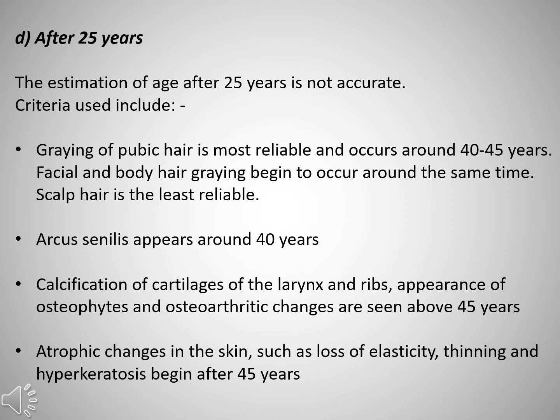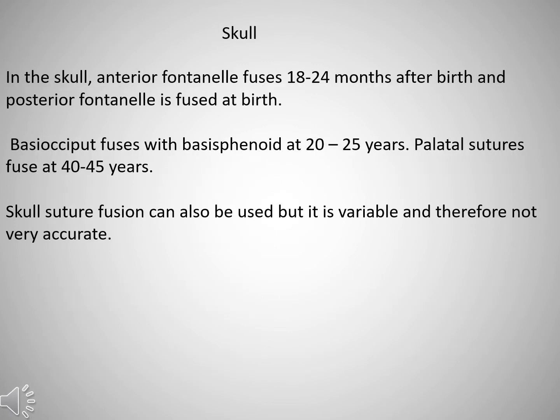Calcification of cartilages of the larynx and ribs, appearances of osteophytes and osteoarthritic changes are seen above 45 years. Atrophic changes in the skin, such as loss of elasticity, thinning, and hyperkeratosis, begin after 45 years. When considering the skull, anterior frontal fuses between 18 to 24 months after birth, and posterior frontal is fused at birth.